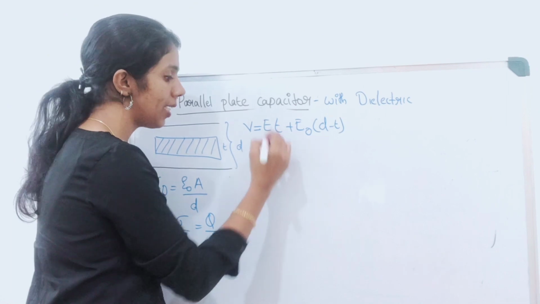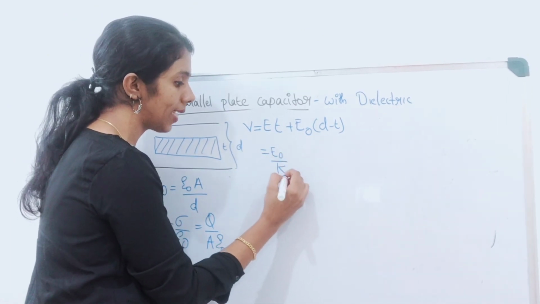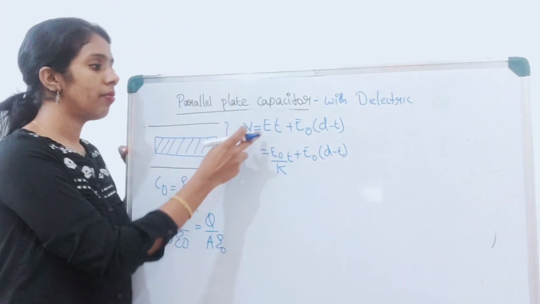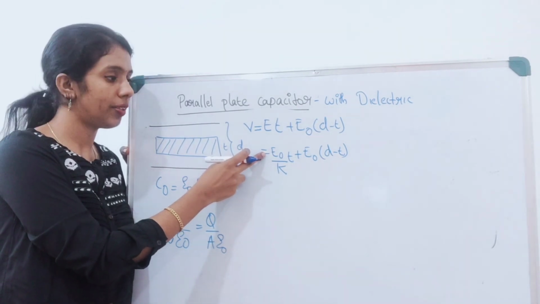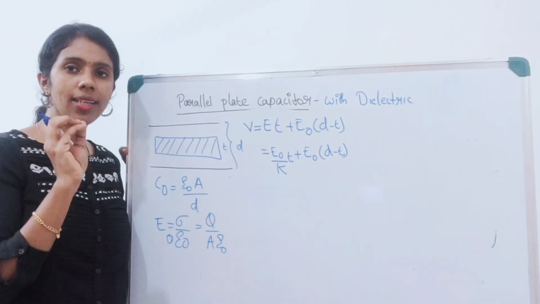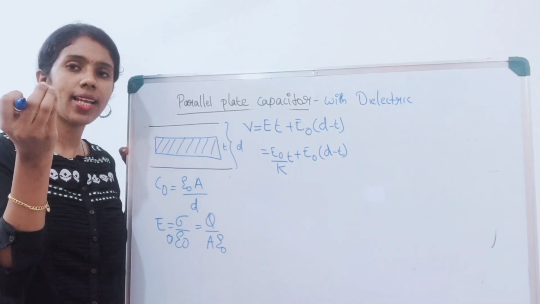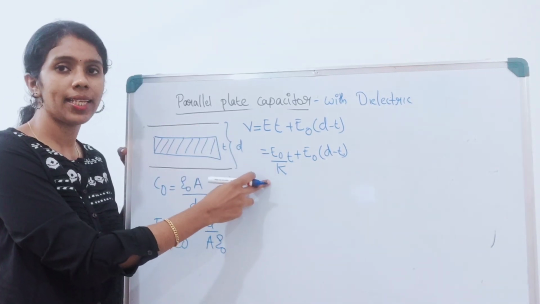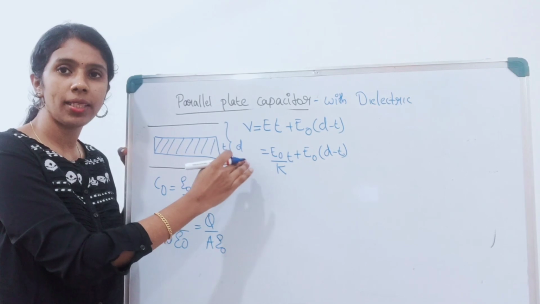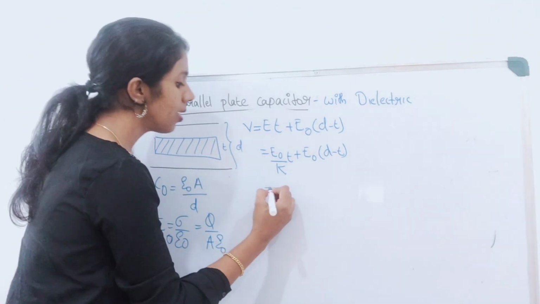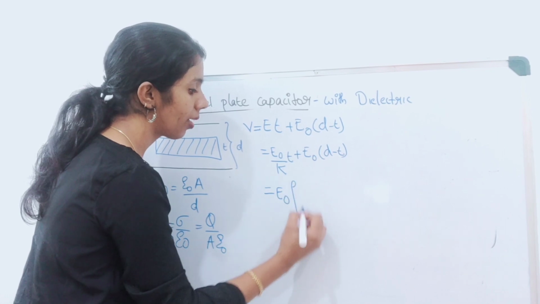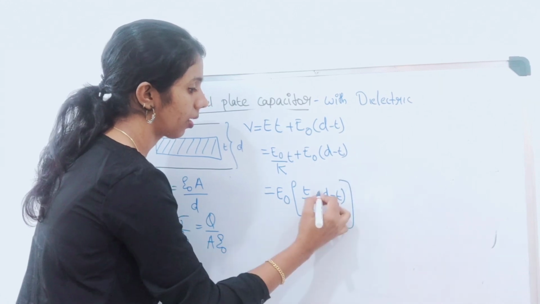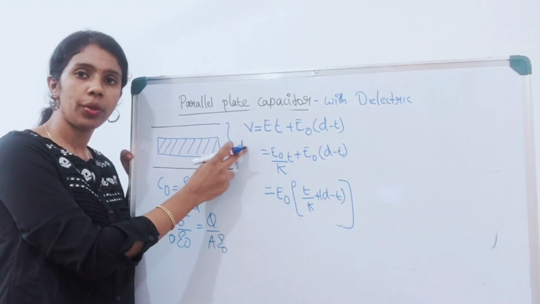Now, instead of E, I can write E0 divided by K into T plus E0 into D minus T, where E0 is the external electric field and K is the dielectric constant. The dielectric constant is the ratio of the external electric field to the electric field inside the dielectric. So E can be replaced as E0 divided by K, where E0 is common and can be taken outside. So this equation becomes E0 into T divided by K plus D minus T. So we got an equation for potential.